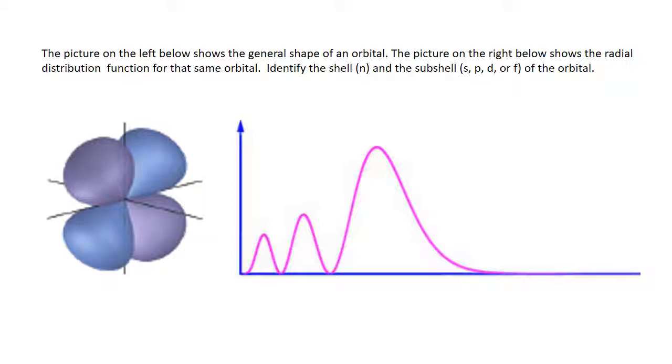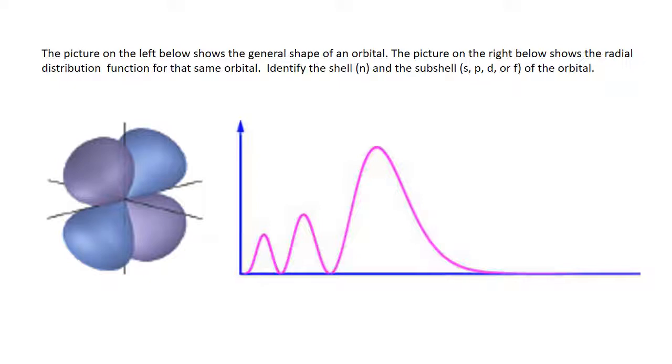Okay, with all of that background, let's go back to our original problem. So just to restate the problem, the picture on the left below shows the general shape of an orbital. The picture on the right below shows the radial distribution function for that same orbital. Identify the shell, or the principal quantum number n, and the subshell, s, p, d, or f, of that orbital.